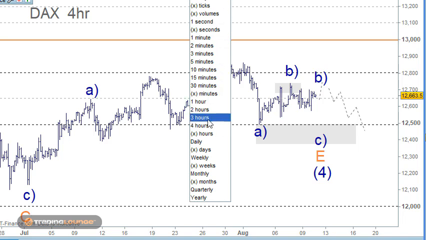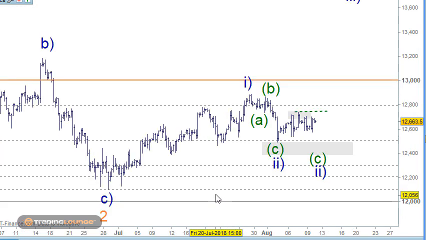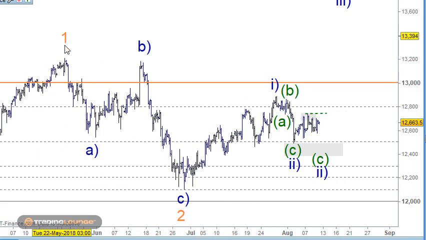The bullish count for this market is, as I mentioned, having wave 1 up here, ABC for wave 2, and then having all of this as wave 1, and we've either got an A and a B and a C wave here for wave 2, or we're going to see wave 2 pull back into this space here.